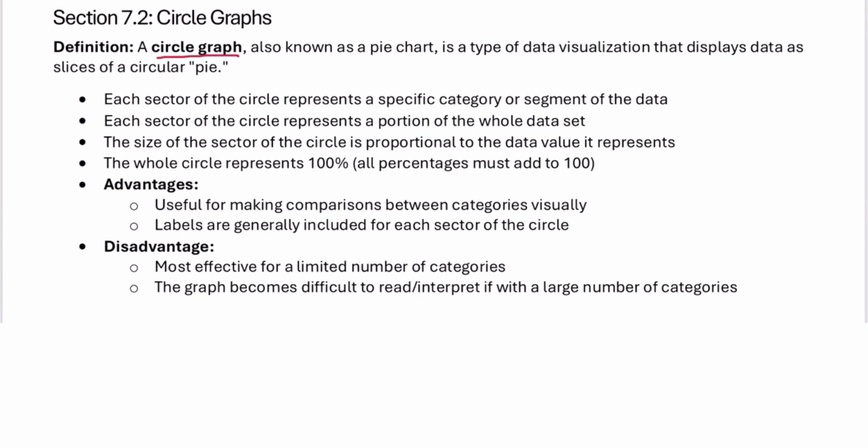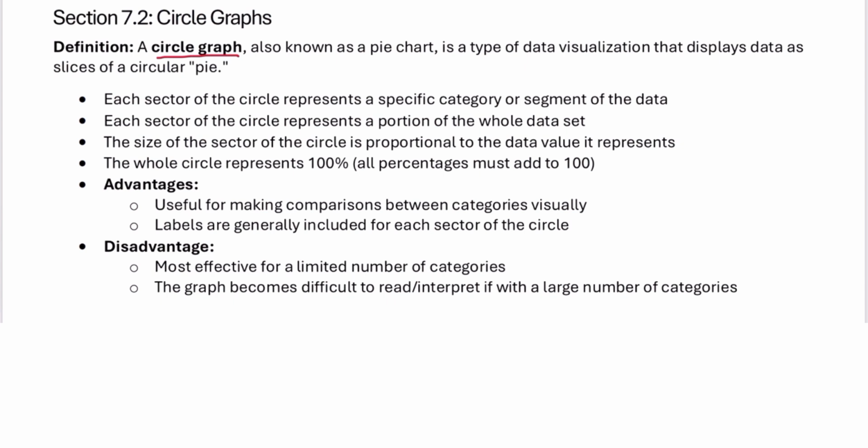A circle graph, also known as a pie chart, is a type of data visualization that displays data as slices of a circular pie. Each sector of the circle represents a specific category or segment of the data. Each sector represents a portion of the whole data set. The size of the sector is proportional to the data value it represents. The whole circle represents 100%. All percentages must add to 100.